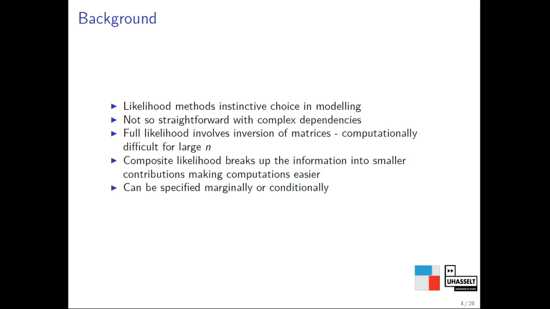And with full likelihood, you usually have inversion of matrices in your likelihood, which gets computationally difficult when you have really large sample sizes. So composite likelihood is a method which breaks up the full information into smaller pieces and then makes computation easier, and then you combine them again at the end. So this is something that can be specified marginally or conditionally. And for most of my talk, I'll be considering the marginal case.